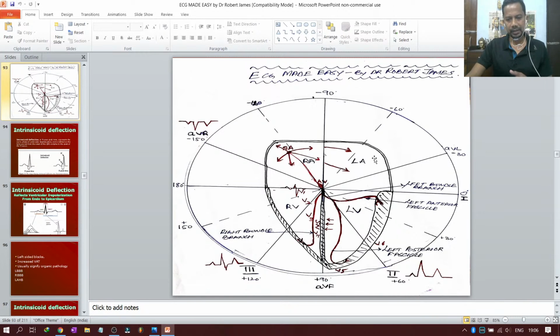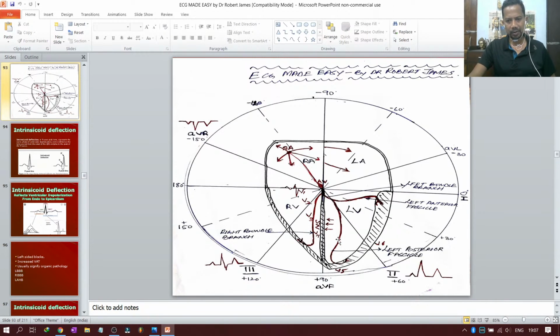Now you will think that LBBB also causes LAD. There are many things that can cause LAD, but in LAHB, because it is within the same chamber, the QRS doesn't widen. So there will be a deep S in lead 2, lead 3, and left axis deviation. That is the criterion for LAHB.